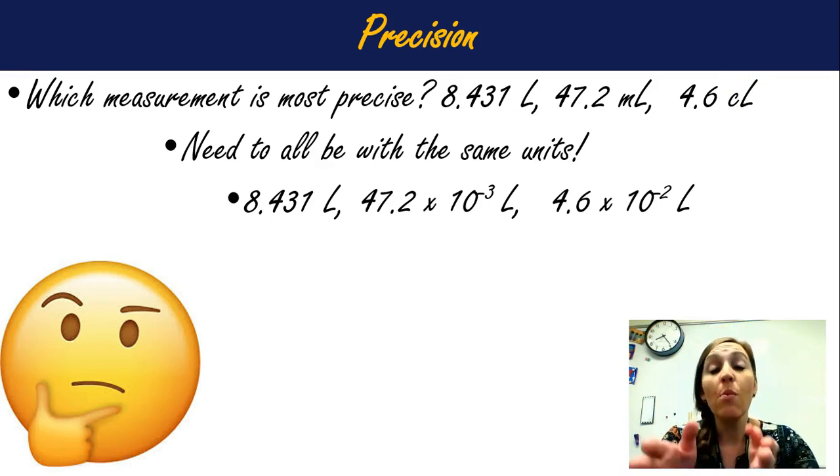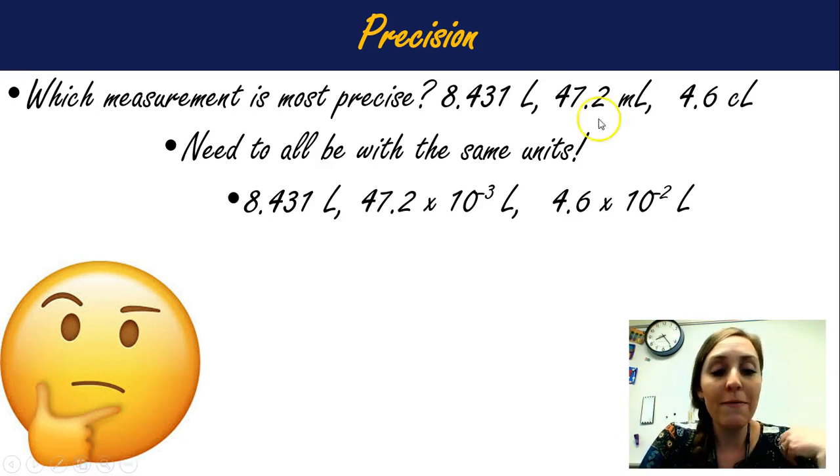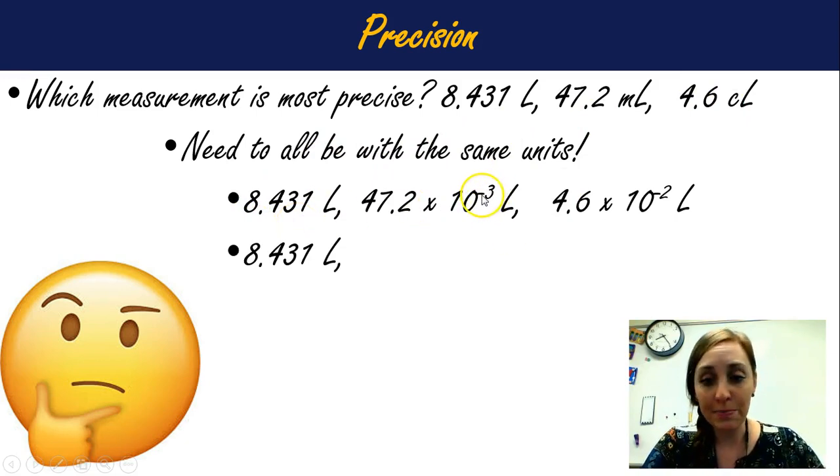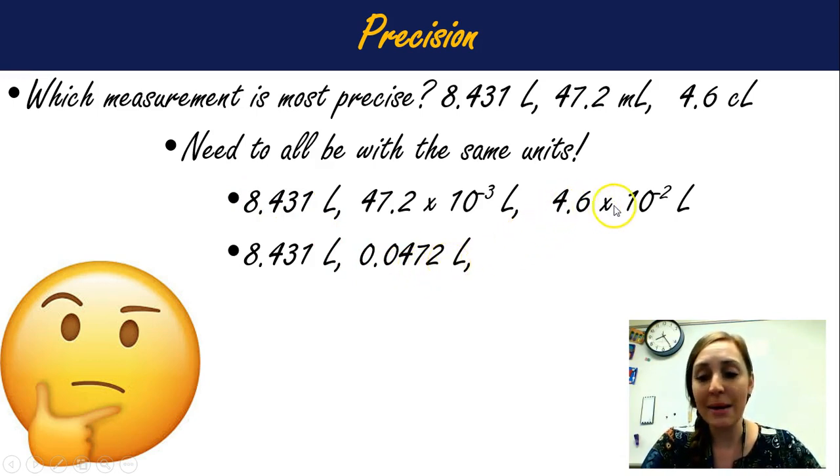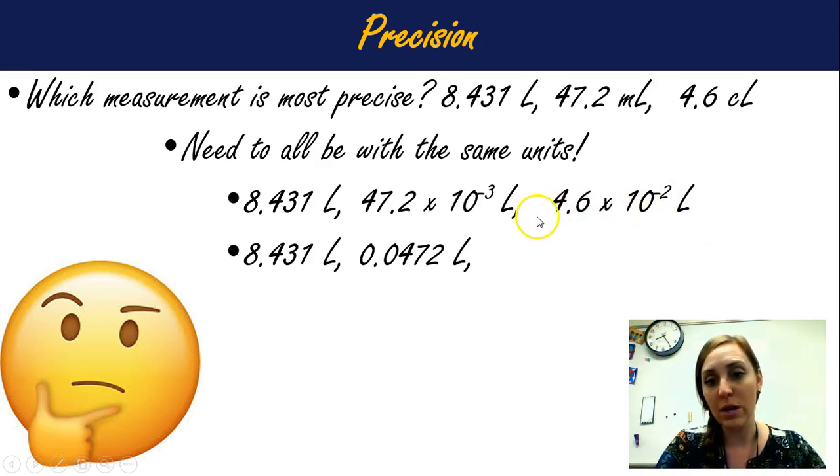All right, so now wherever you have a 10 to the power, you have to move the decimal to match that power. So my first one, 8.431 liters, has no 10 to the power, so that stays the same. 10 to the negative third, negative means your decimal moves to the left 3 times. So that gives me 0.0472 liters. Versus 4.6 times 10 to the negative second. The negative means my decimal moves to the left. If it had been positive, it would move to the right, but it's negative. It goes 1, 2 spots. So 0.046 liters.